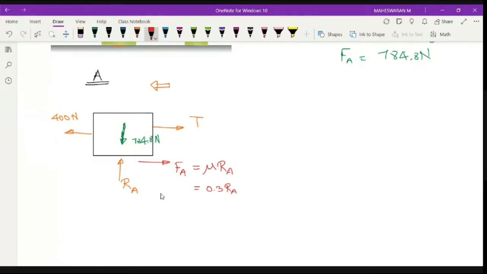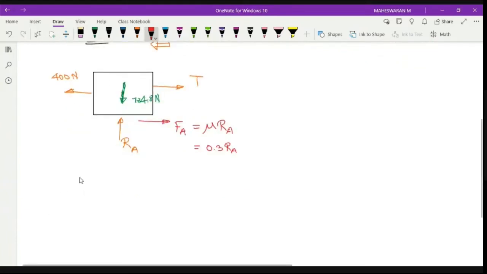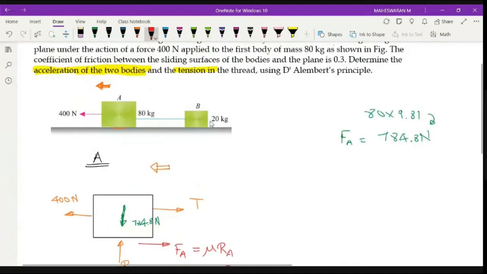These are the things which are common for all three methods. Now, if I consider D'Alembert's principle, I'm not going to disturb this. I'm going to copy this and put it down for D'Alembert's principle. So now we are solving it by D'Alembert's principle, but before that, I will complete the other part also, so that will be easy for me.